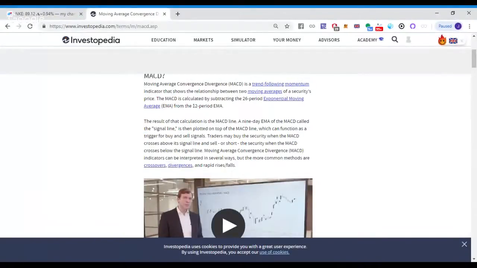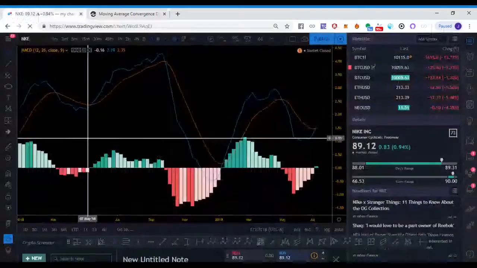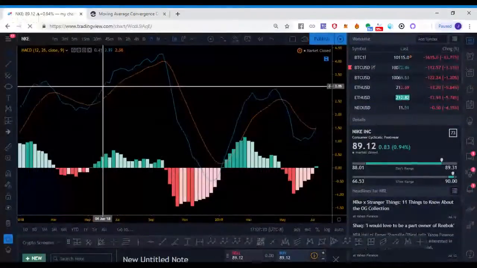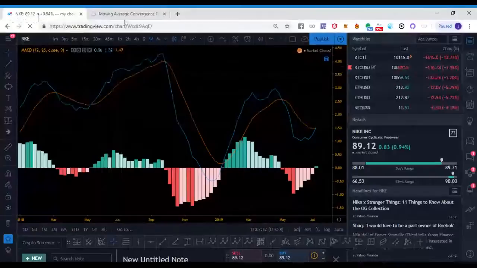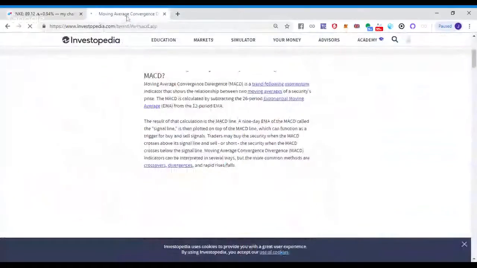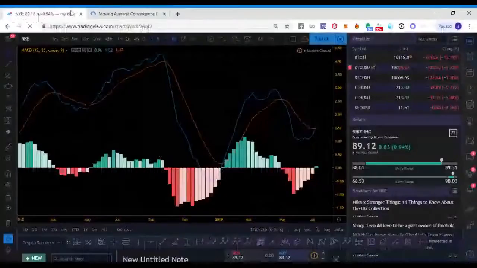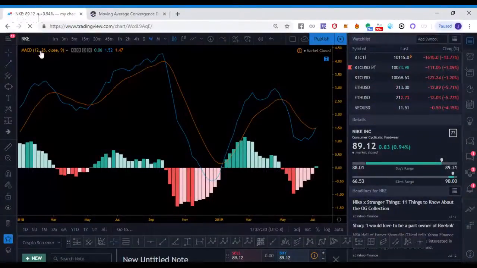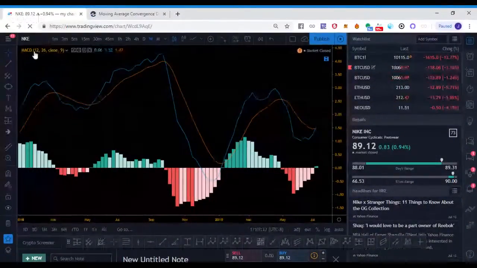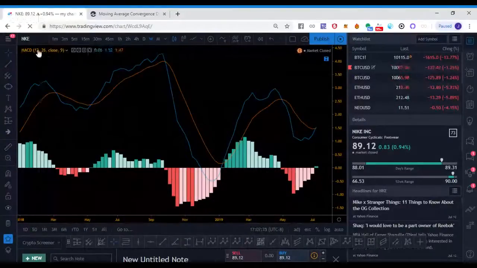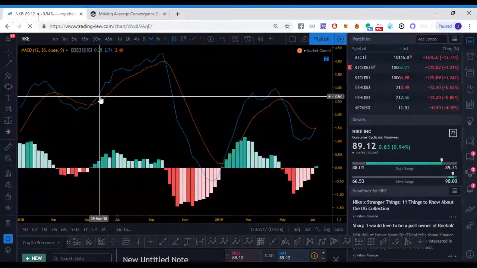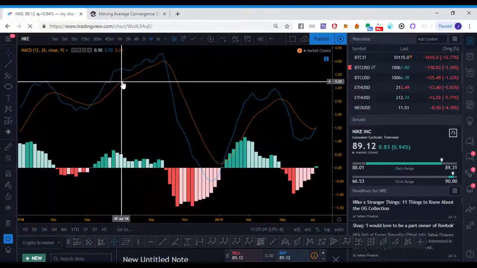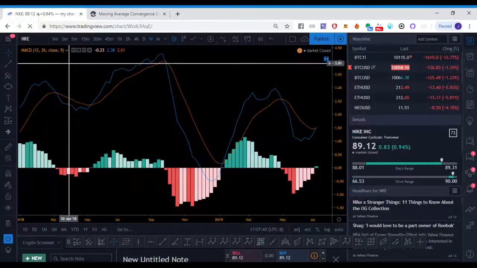So what did I just say? Basically, in layman's terms, this blue line right here is made of the 26 and the 12. So that means that in fact, they got it right here, the 26 and the 12 moving average. And you can change this if you so choose. Now, the signal line, the orange line, that's made out of the 9-day moving average.